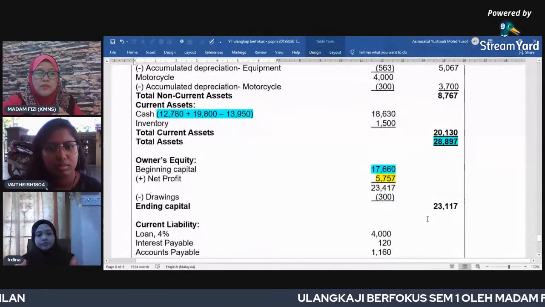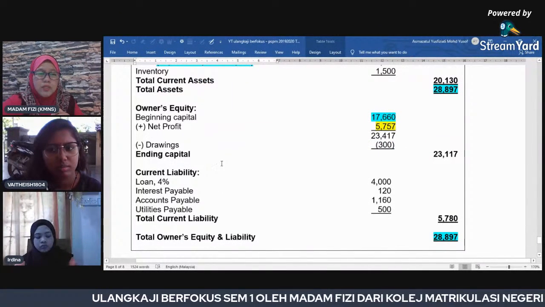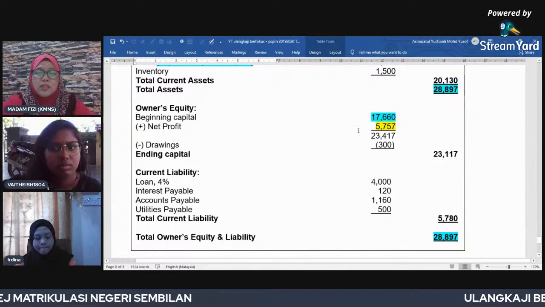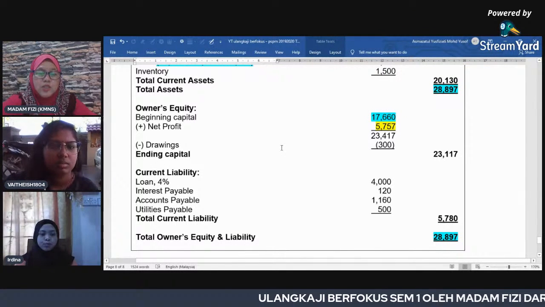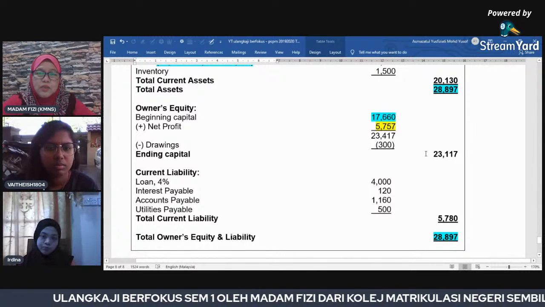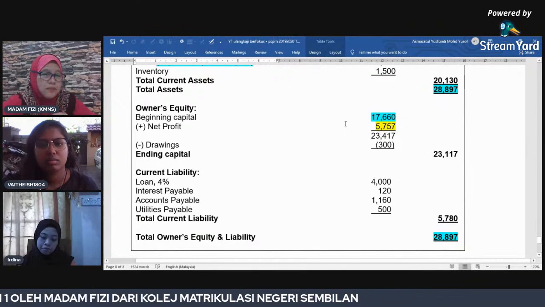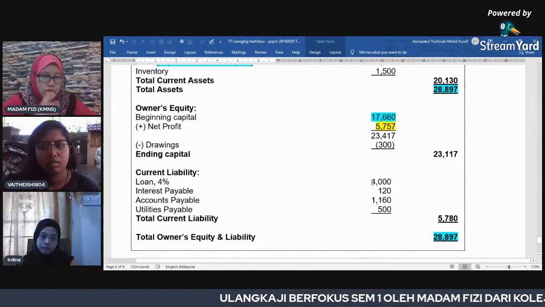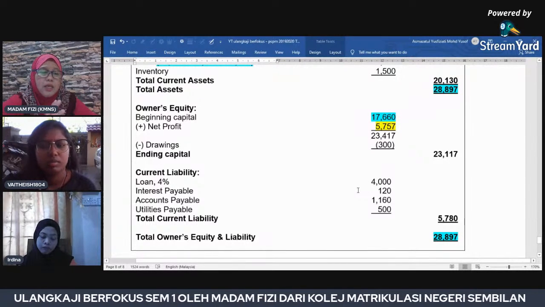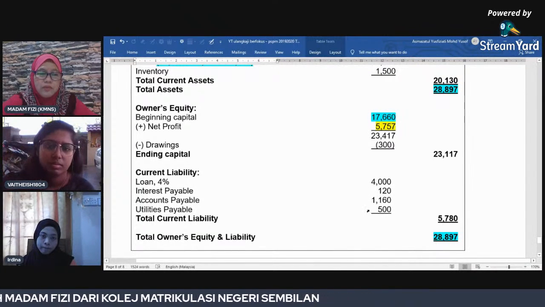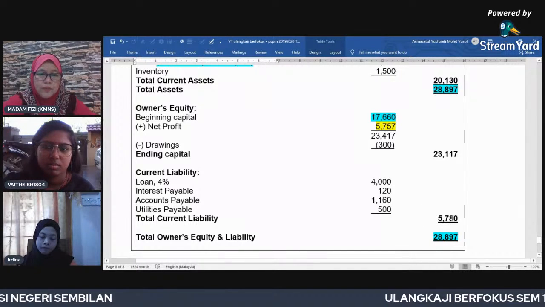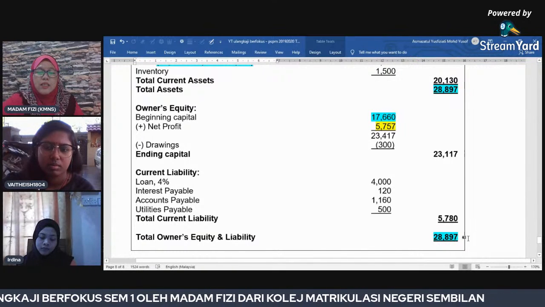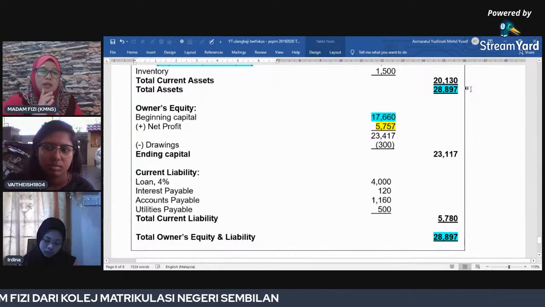28,897. And then for owner equity and liability, owner equity begin with beginning capital 7,660 plus net profit. Just now we get 5,757 minus drawings 300. So we get ending capital is 23,117. That's why we have to calculate the beginning capital just now. And then for liabilities, we only have the current liabilities, loan 4%, 4,000. Interest payable just now 120, accounts payable 1,160, and utilities payable 500. So total current liability is 5,780. Now total owner equity and liability are 28,897. This amount must be equal or same with total asset.